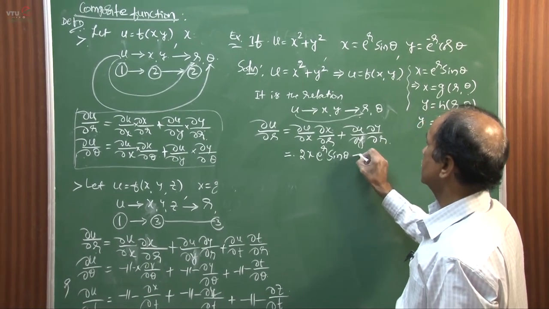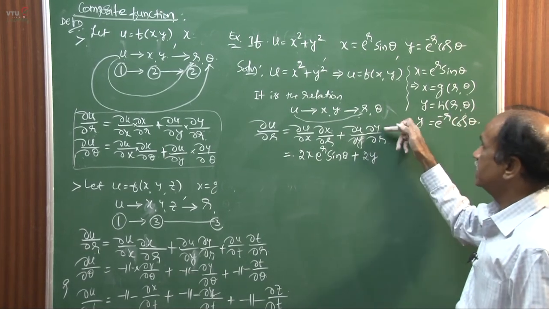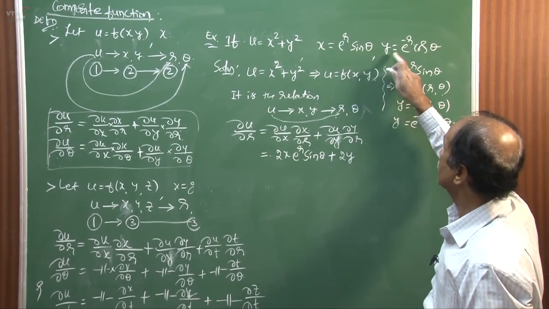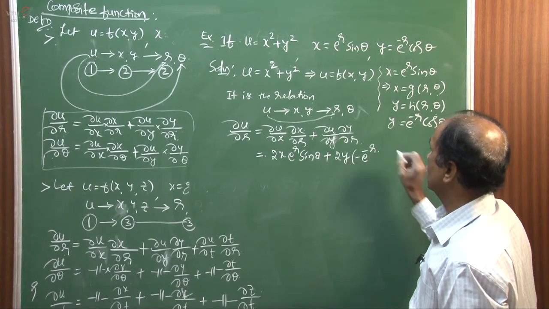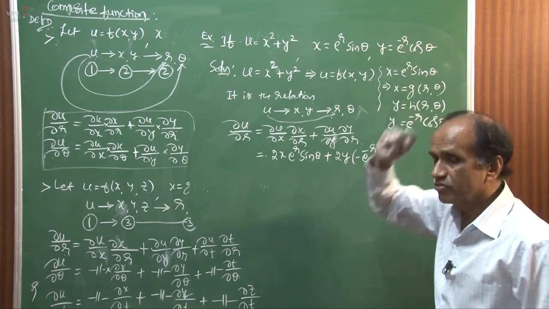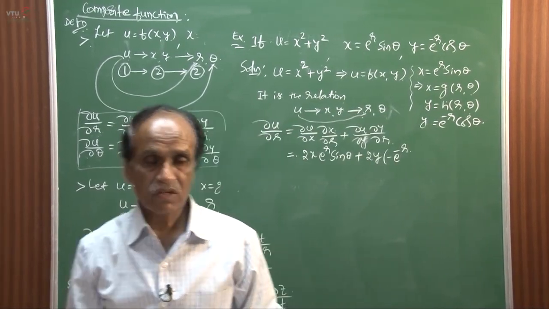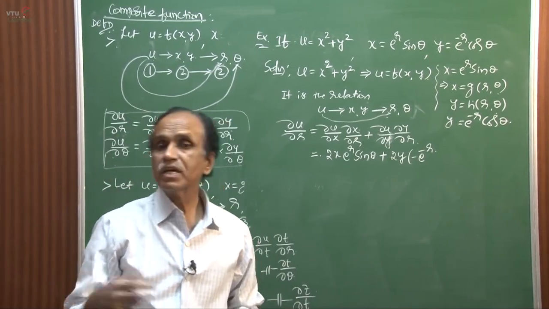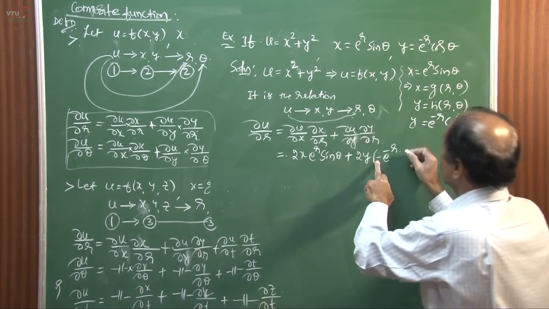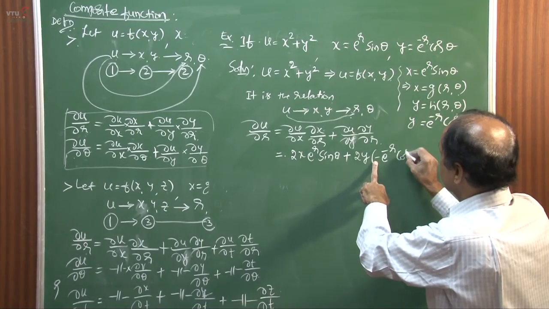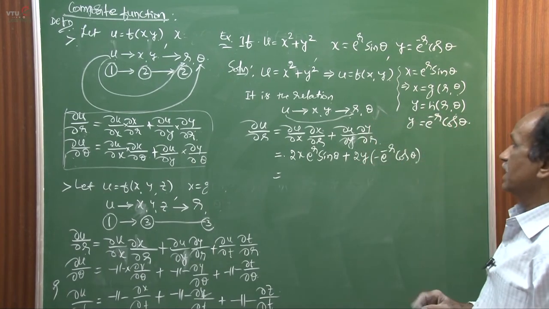plus del u by del y, which is 2y, and del y by del r means minus e to the power minus r, because differentiation of e to the power minus r is e to the power minus r as it is, and then minus 1 comes out as the coefficient, that is minus 1, and it is cos theta. Okay, still it is not the final answer.